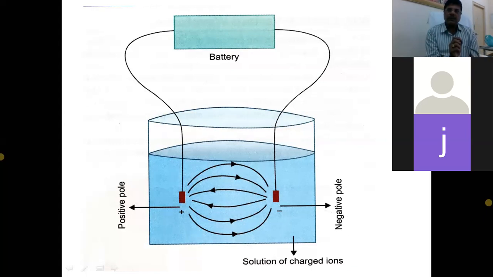To understand the physiological basis of the ECG, you have to understand the concept of a dipole. So what is shown in the diagram is a dipole. Two poles are there. That is a dipole.